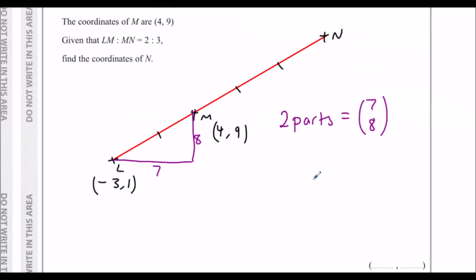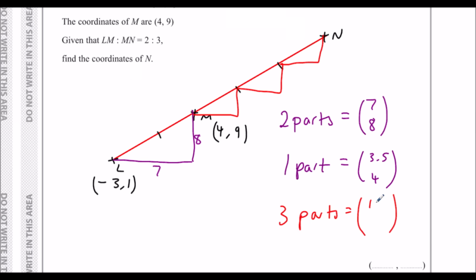So if we work out 3 parts, which would be 3 times this, 3 3.5s, we can use the calculator if we want to, is 10.5. And 3 4s are 12. So we want to go along from M to N, along 10.5, up 12. So M is at 4,9. So 4 plus 10.5 for our X, which is 14.5. And 9 plus 12 for our Y, which is 21. So it's at 14.5, 21.